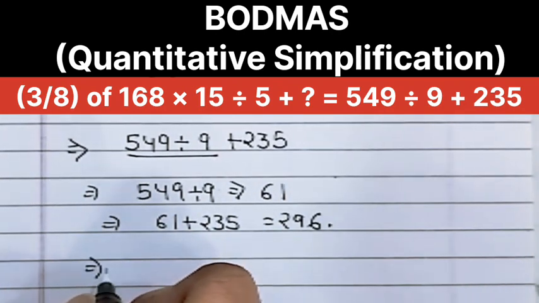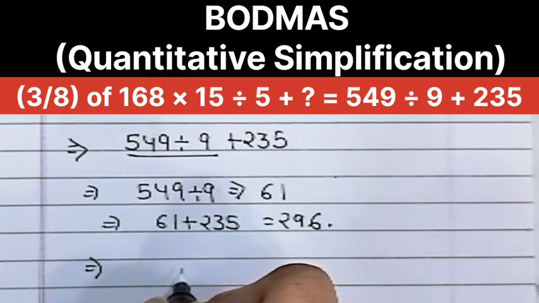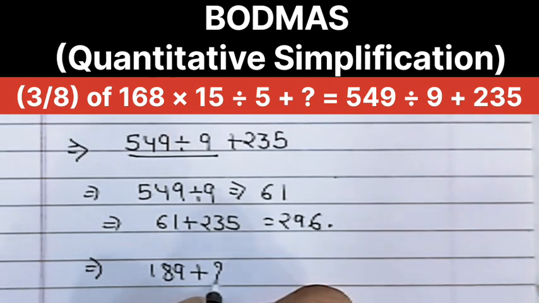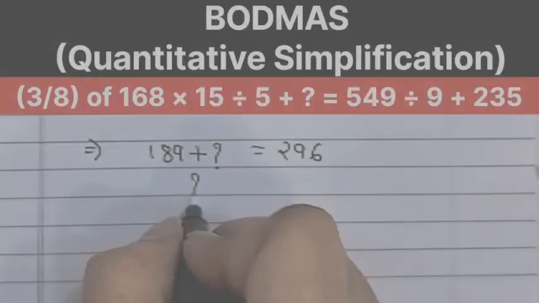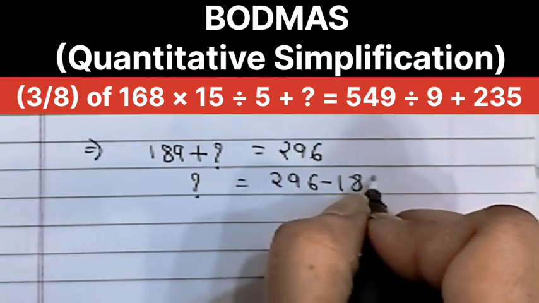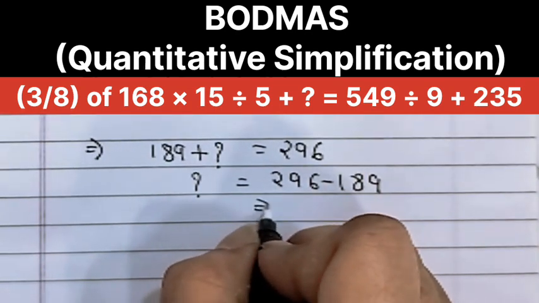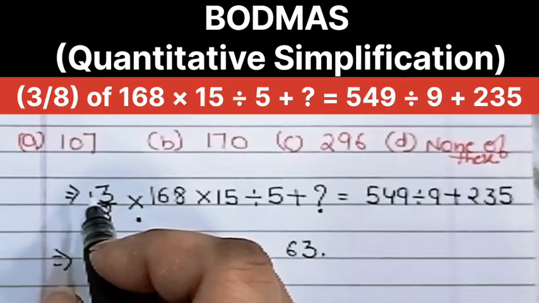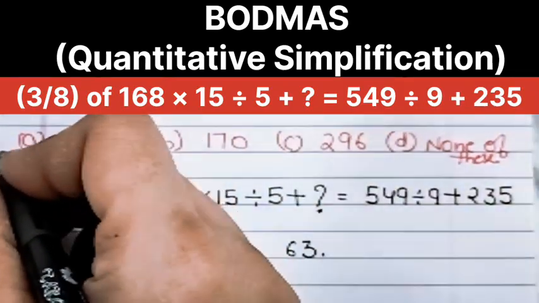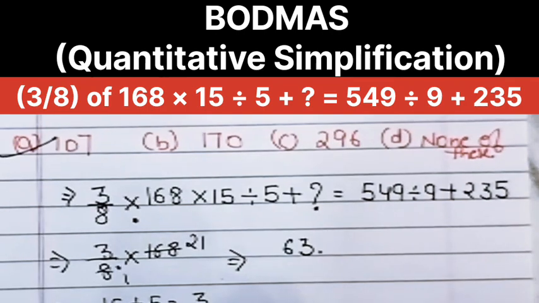So step 3, now set the simplified left hand side equal to the simplified right hand side. There is 189 plus question mark equals 296. Now for the question mark, you will transpose the values and it will become negative, and after subtracting you will get 107. The missing term is 107 and comparing this to the given options, option A is the correct answer, and I hope it is clear.